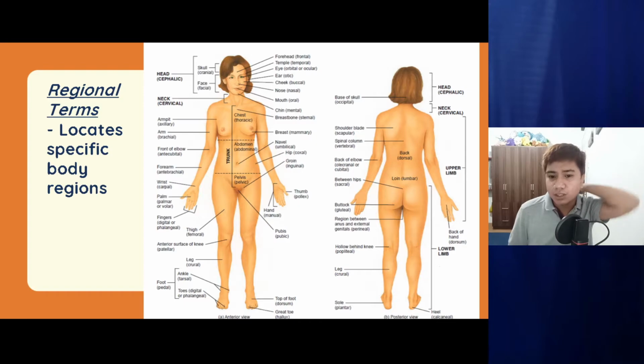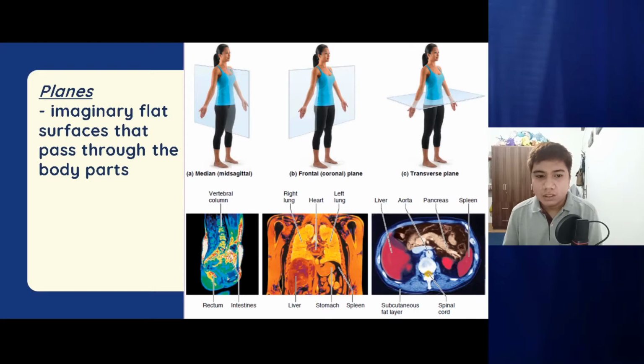Okay, so those are just specific regional terms for us to identify or to locate specific areas in the body. Okay, so in medical field, they also use the planes. Okay, so planes are your imaginary flat surfaces that pass through the body parts.